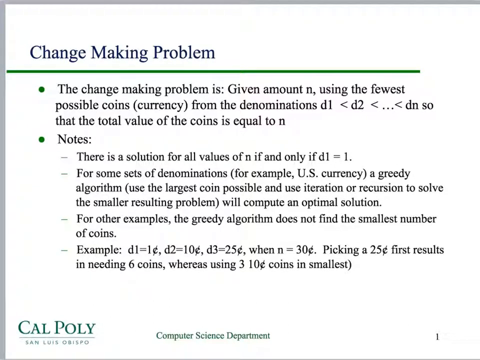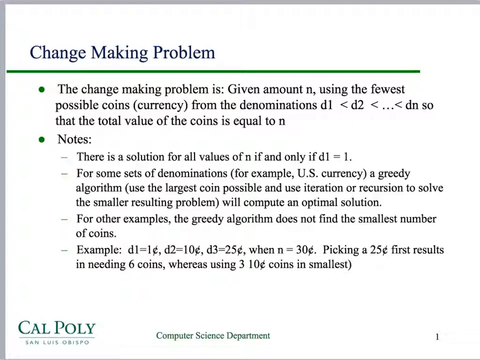Note, there's a solution for all values of n if and only if the smallest denomination is 1. That's kind of obvious, because if you don't have 1, you can't even make change for 1. For some sets of denominations, in U.S. currency, for example, a greedy algorithm actually solves this problem. Just continue to use the largest coin possible until it doesn't fit, and then use the next largest coin. And this will give you an optimal solution.